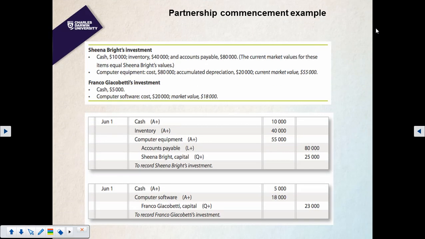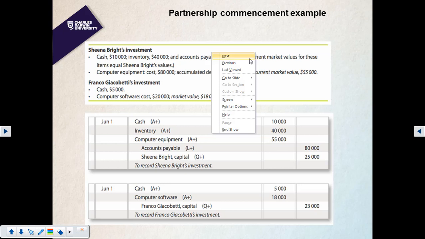Let's do some simple examples from here. Okay. Sheena Bright's investment.